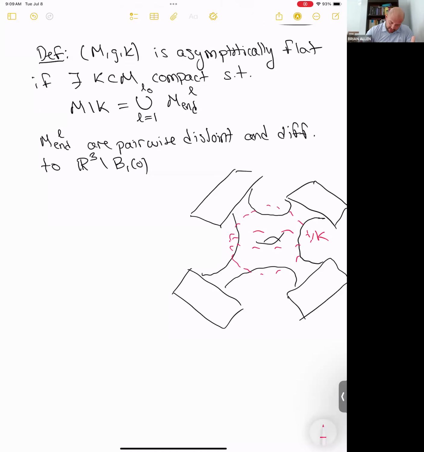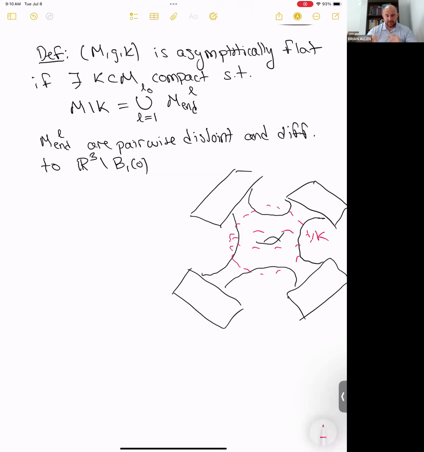And throughout the rest of the talk, we're going to always start with something like this that has many different ends, but then we'll eventually, after some modifications, always be talking about one end at a time, right? The result will be for any end taken one at a time.